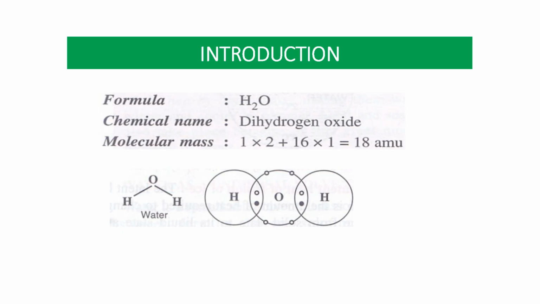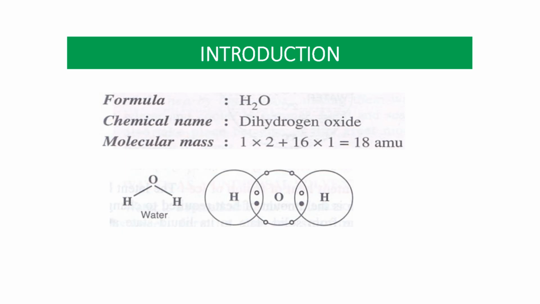Here is the electron dot structure of water. By this structure you can understand that in the outermost orbital oxygen has 6 electrons. You can see in the diagram 2, 4 and 6. So in the outermost orbital oxygen has 6 electrons and hydrogen has only 1 electron. So they share the electrons to complete the octet. Here you can see hydrogen shares 1 electron. There are 2 hydrogen atoms, so both of the atoms share 1 electron.